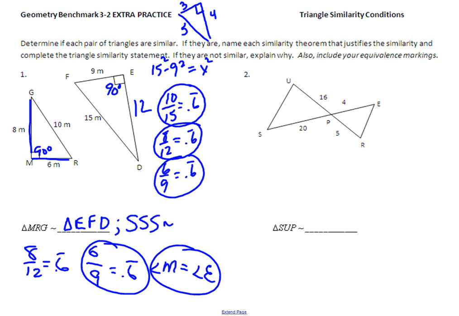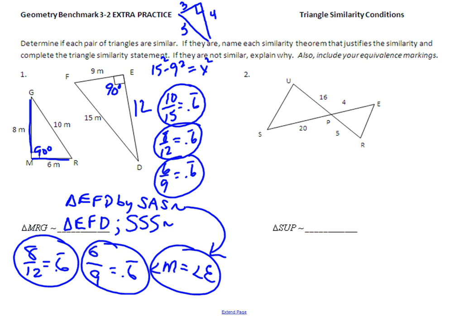So if I'm setting up a flow chart or a proof, I could do it that way. And then I'd say the same thing, EFD, but in this case it's by side, angle, side. Okay, that would be for this stuff down here. So the original one I did by side, side, side, but you could have done it by side, angle, side also.